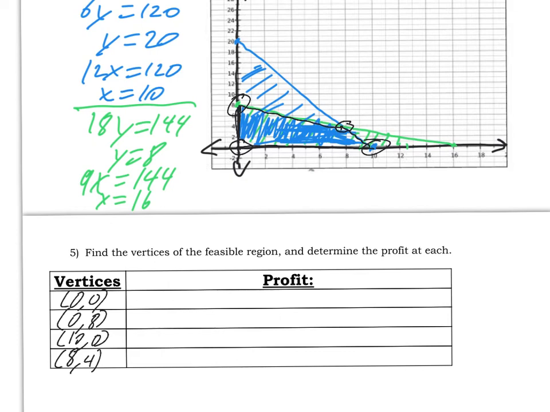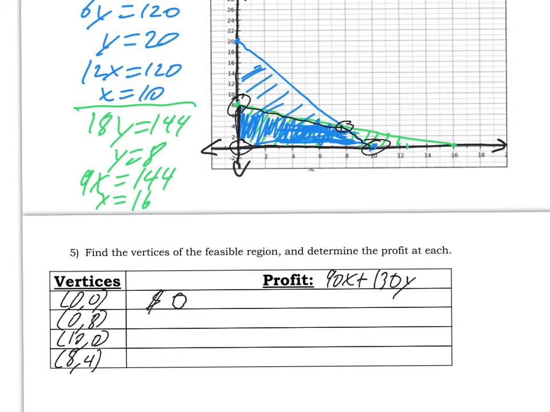And now we can go ahead and do our profit. So I'm going to rewrite our profit equation here. It was 90x plus 130y. And now if you go ahead and plug in your 0 for x and 0 for y, obviously that'd be a terrible idea. You're making 0 profit. What fun would that be? You're also not making anything.